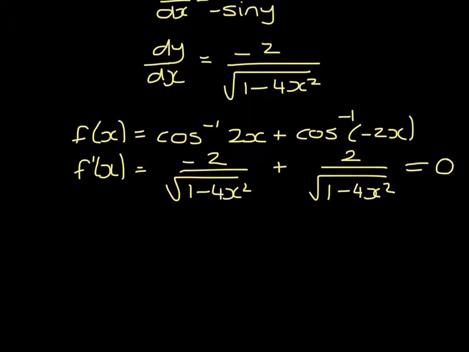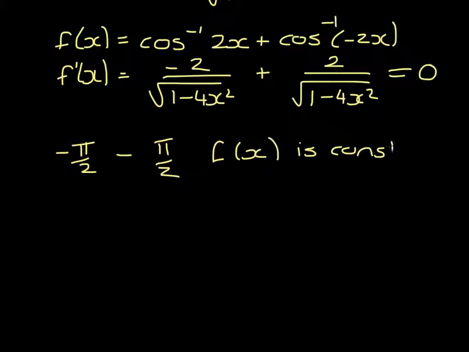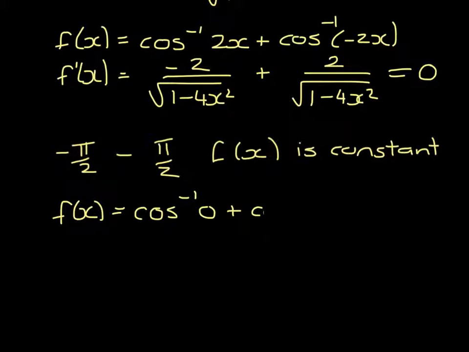So next part of the question, we're asked, what does this mean? Well, it means between our limits, f of x is constant. To evaluate f of x, then, that means we can put in any value. I tend to always put in 0 anytime I'm working anything out. So that gives us pi over 2 plus pi over 2, which is pi.